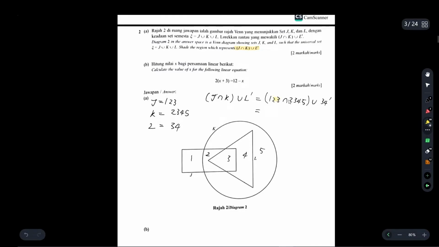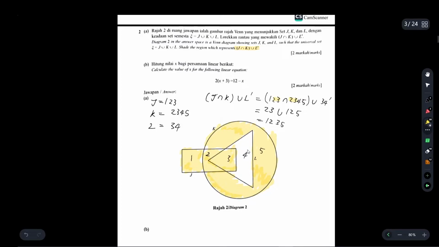So we can see that there's 2, there's 3. So it's 2, 3. Union 3, 4 prime. So what is the meaning of prime? It means the exception of L. So 3, 4 prime means that it's not 3, 4, instead it's 1, 2, 5. See what I mean? So union means you just combine these two together. 1, 2, 3, 5. So 1, 2, 3, 5 is the region that we need to shade.